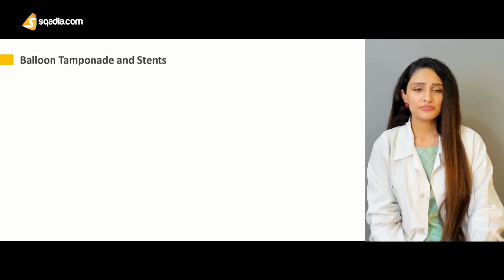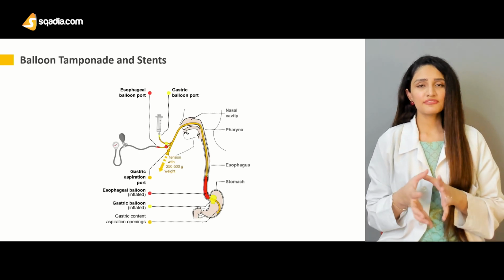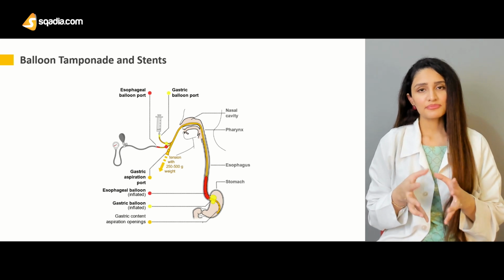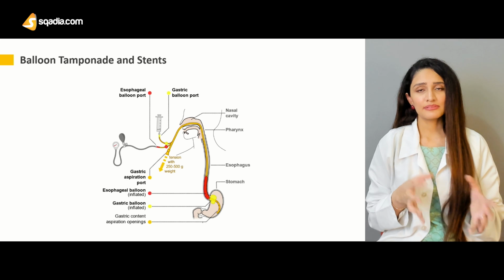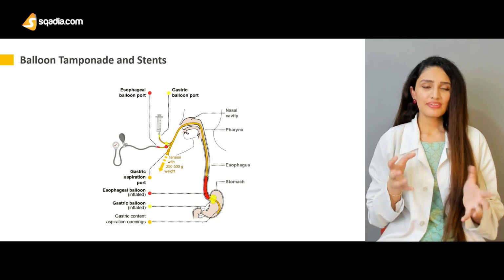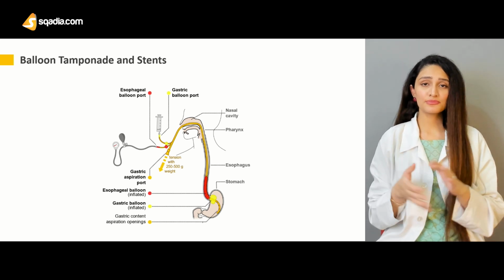And then we've got the balloon tamponade and stents. So this is usually done as a temporary method. It's a temporizing measure until the ultimate treatment, that is the TIPS, can be carried out. In this, varices are usually easily compressed as they are very superficial.